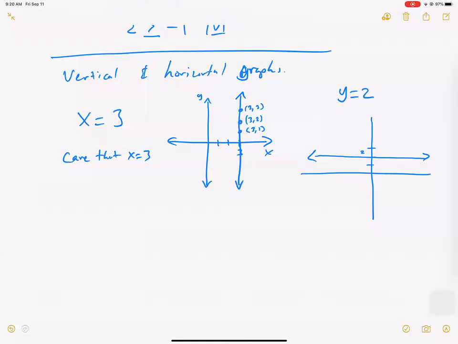So in this case, y must be 2. This is 1, 2, 2, 2, where y is 2. I don't care what your x is. All I care about is that your y is 2. So you can think of it that way. All I care about here is that x is 3. That is, your x value is 3. The y value can be whatever it wants.